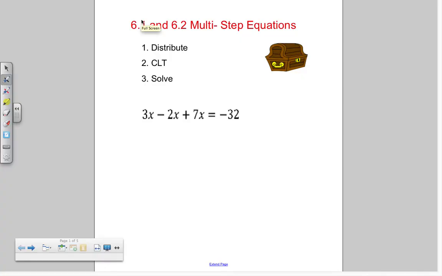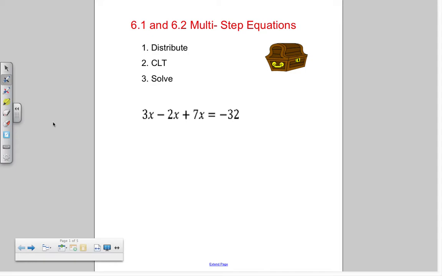6.1 and 6.2 I'm going to do together. So they're going to be considered one video, but two sections. And what they do is they're taking you through some more complicated and more multi-step equations. So I find them very fun, but they are building off of what you learned in Chapter 5.